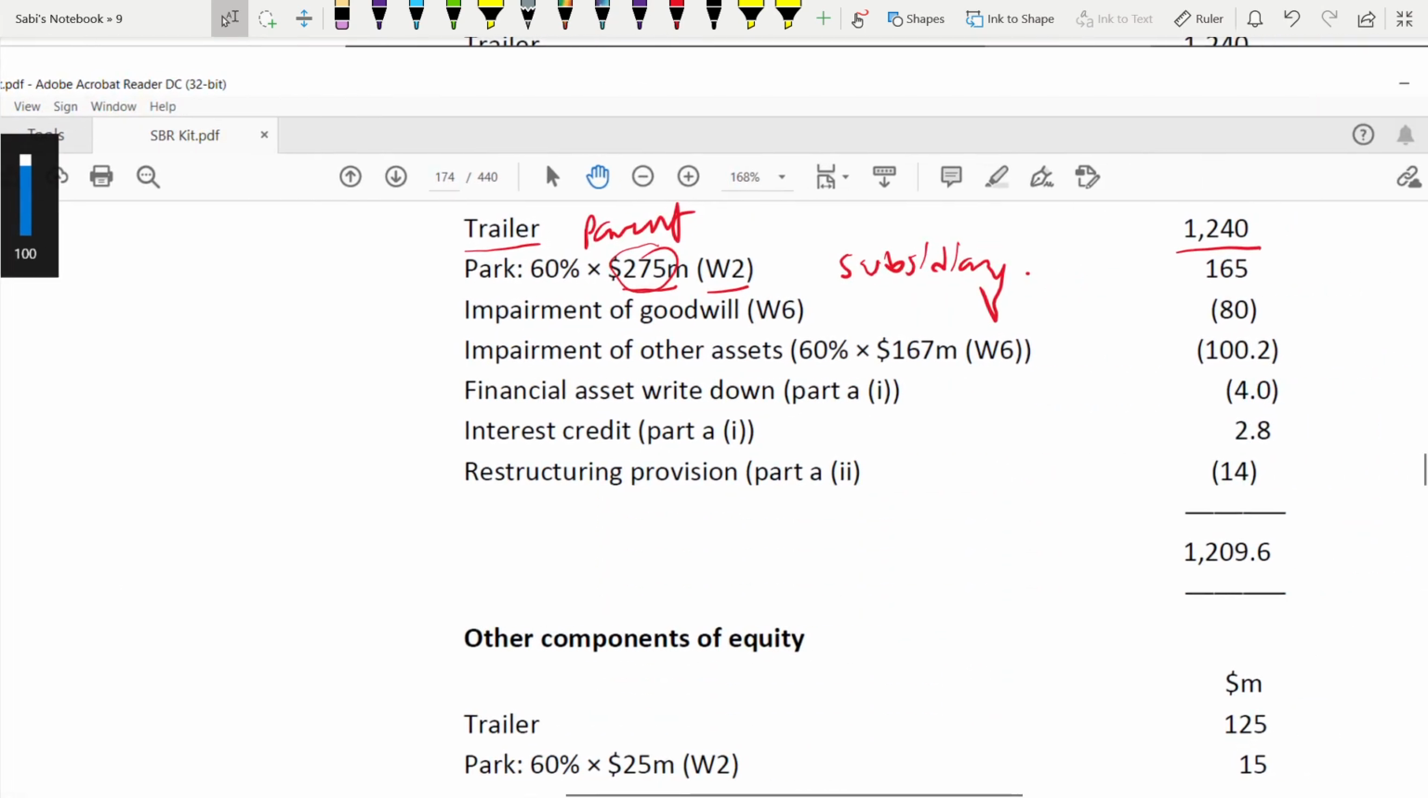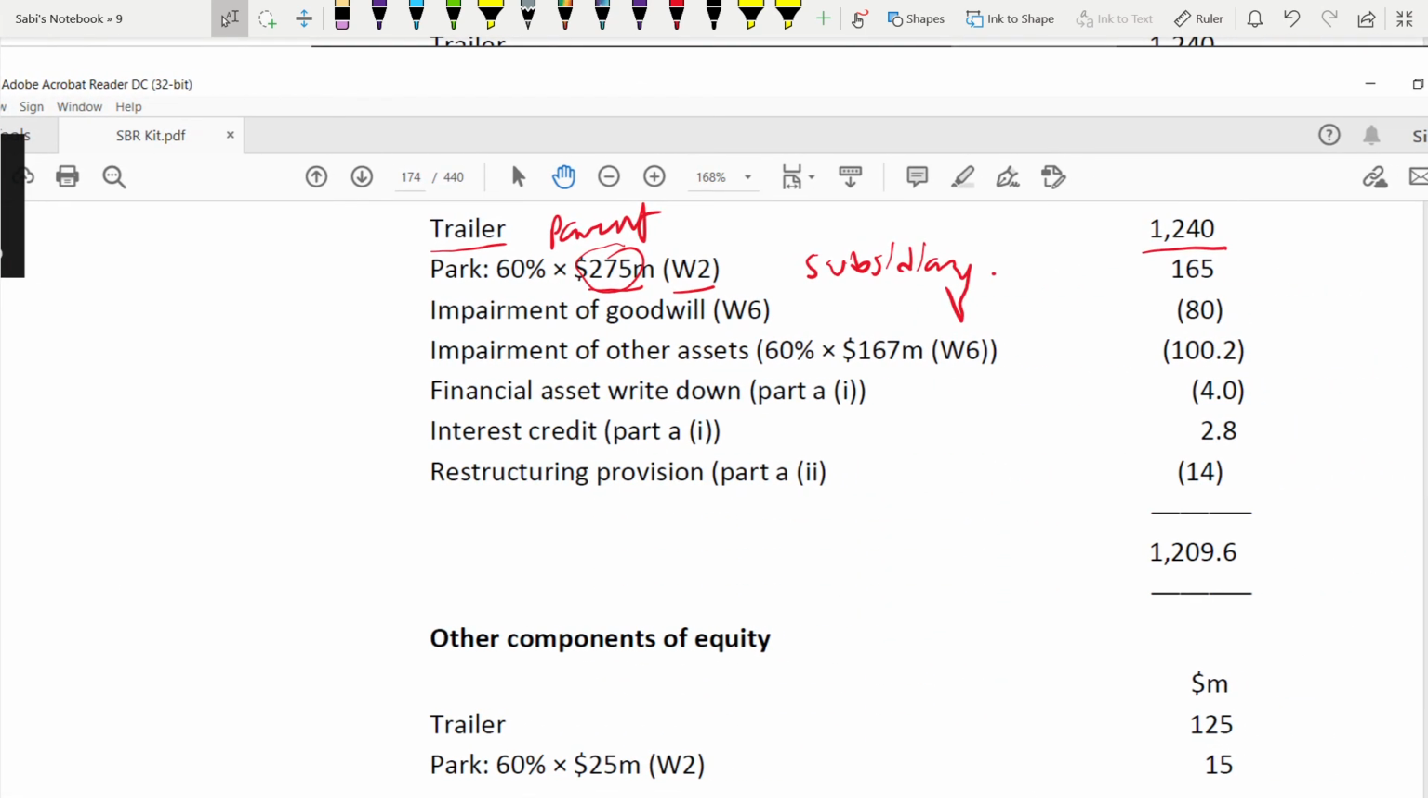Post acquisition retained earnings you are taking, right? Then impairment of goodwill, working 6. The impairment will be deducted. We saw 80, because what is going for the parent? 60% of that impairment. Next, we have the impairment of other assets, which is 60% of 167. On that also you have to take 60%.